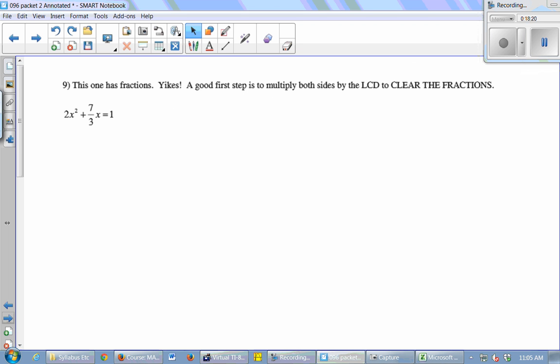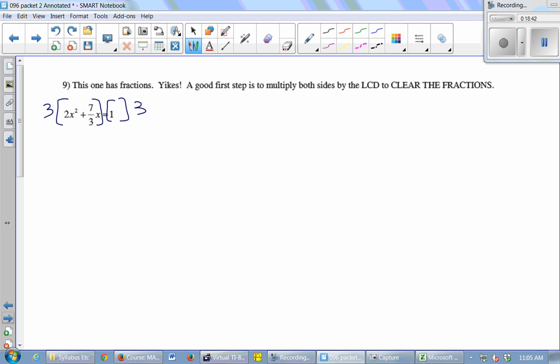Here I have a quadratic equation, but it's got fractions. Oh no, what do we do? How do we clear the fractions? I'm going to multiply every term on both sides by 3. I'm going to multiply the whole left side of the equation by 3 and the whole right side of the equation by 3. And I have to distribute, right?